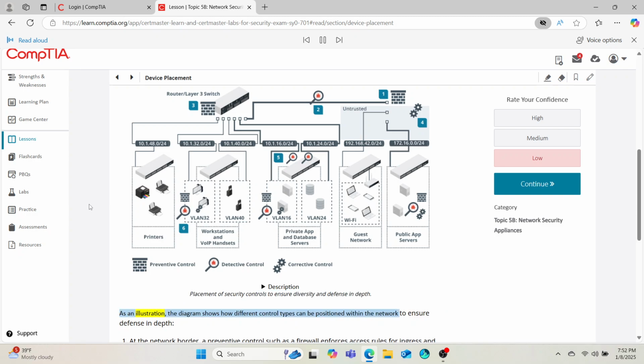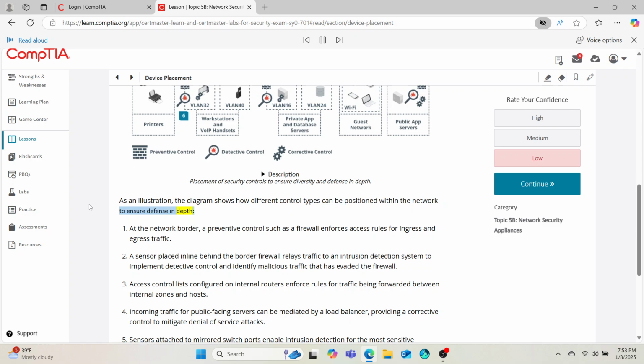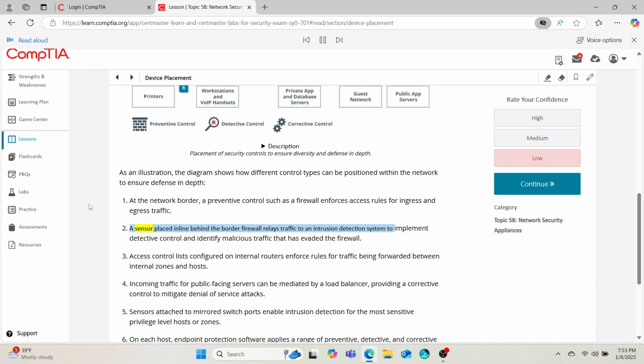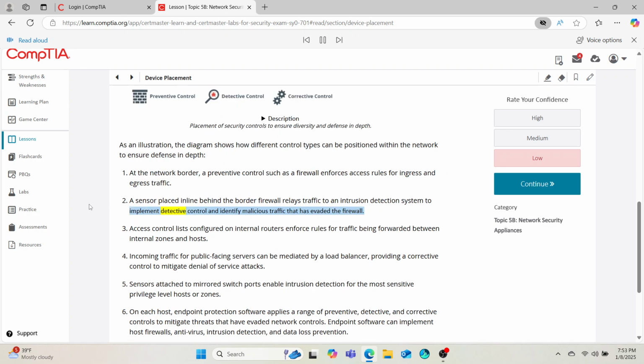As an illustration, the diagram shows how different control types can be positioned within the network to ensure defense in depth. At the network border, a preventive control such as a firewall enforces access rules for ingress and egress traffic. A sensor placed inline behind the border firewall relays traffic to an intrusion detection system to implement detective control and identify malicious traffic that has evaded the firewall.